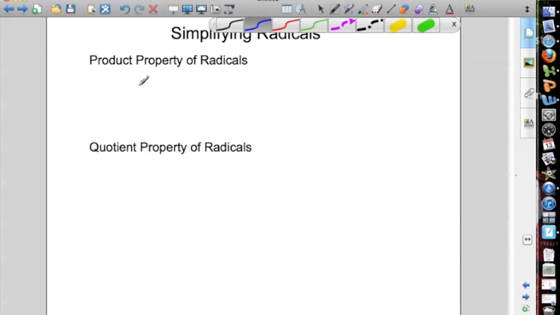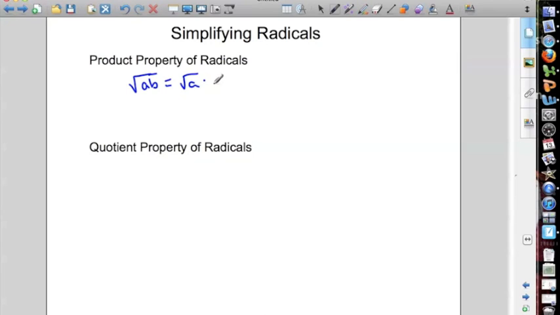The product property of radicals states that the square root of AB is equal to the square root of A times the square root of B. To see this with a number we know, let's look at it as a proof. The square root of 36 should be the same as the square root of 9 times 4, because 9 times 4 is 36. The product property says that the square root of 9 times the square root of 4, if I separate those, should also equal 6. The square root of 9 is 3, the square root of 4 is 2, and 3 times 2 is 6. So you can see that the product property of radicals works.